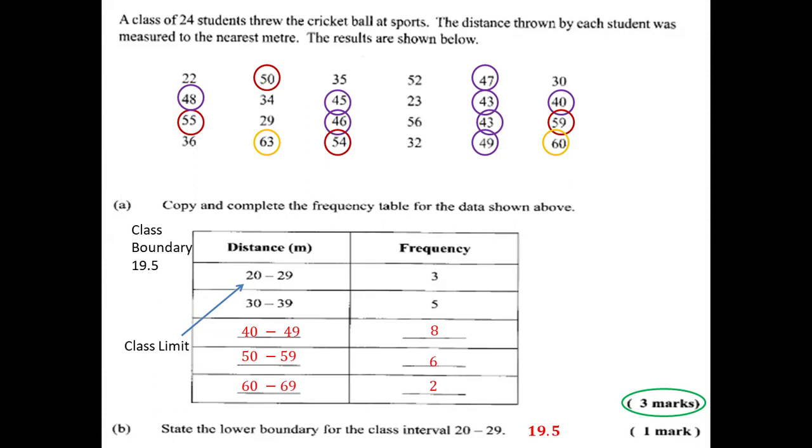So adding 0.5 to the upper limit and taking 0.5 from the lower limit is what would give us our boundaries for each class. But they're asking here only for the boundary for the first class, 20 to 29, which is 19.5. Boundaries will become very important to us as we go along. So let's not forget that. All right, 1 mark for that.